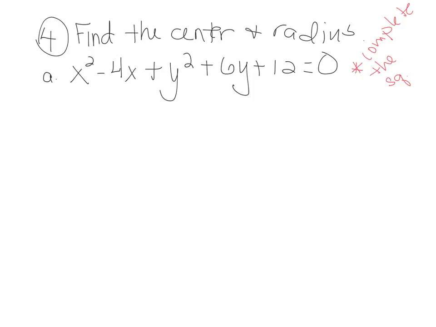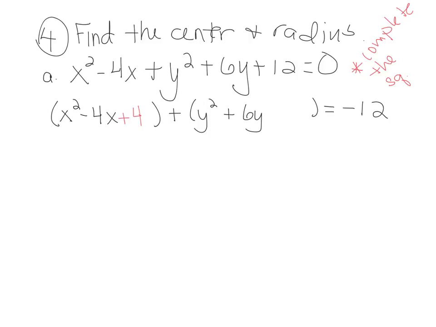So I'm just going to section it off. x squared minus 4x, and I'm going to leave a blank, plus y squared plus 6y, and I'm going to move that 12 to the other side, so it equals negative 12. And all we're going to do is complete the square. Remember, half of our b value, so half of negative 4 is negative 2. Negative 2 squared is 4, and that makes sense because this is now a perfect square trinomial. I'll add 4 to both sides.